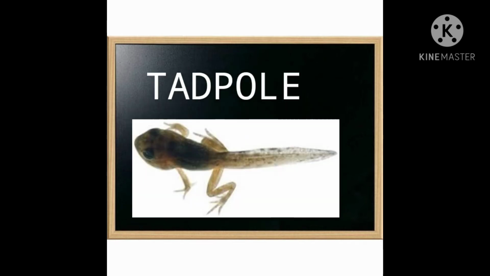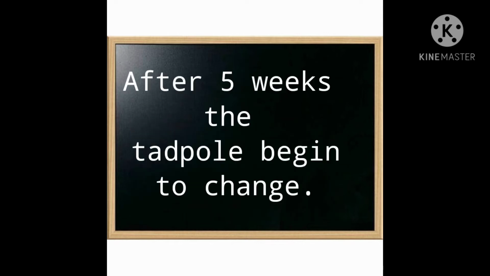The second development is what we call the tadpole. A tadpole has a long tail and lives in the water. It must rely on its camouflage to protect it. The tadpole also faces danger by being eaten by other water animals. After 5 weeks, the tadpole begins to change.